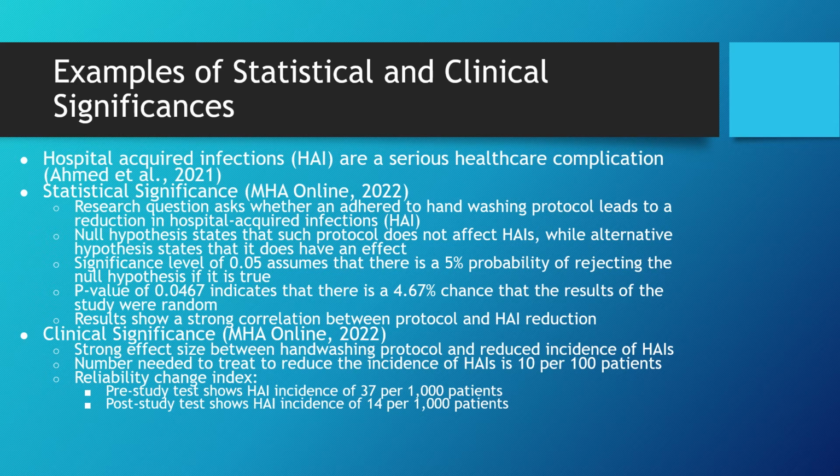Clinical significance. Strong effect size between hand-washing protocols and reduced incidence of hospital-acquired infections. Numbers needed to treat to reduce incidence of hospital-acquired infections is 10 per 100 patients. Reliable change index. Pre-test study shows hospital-acquired incidence of 37 per 1,000 patients. Post-test study shows hospital-acquired incidence of 14 per 1,000 patients.